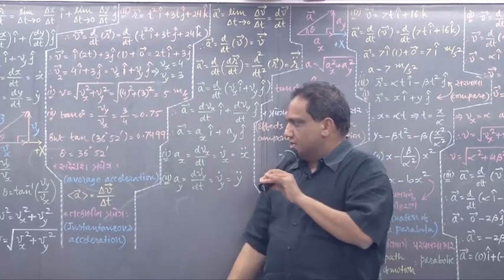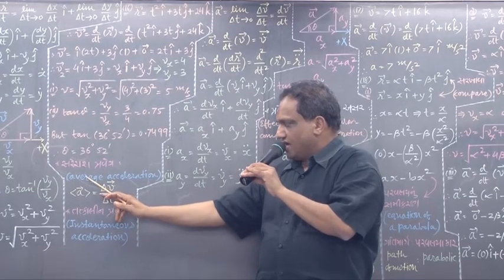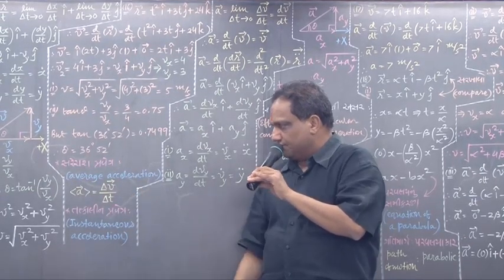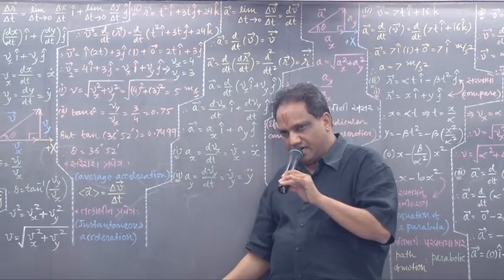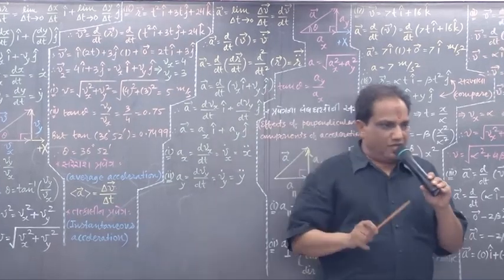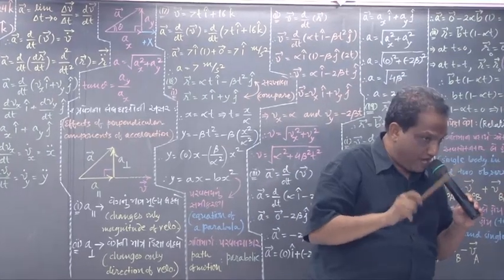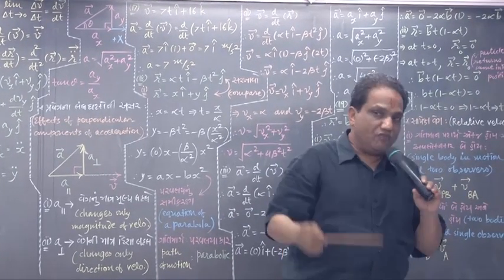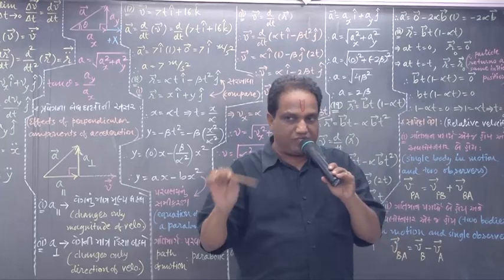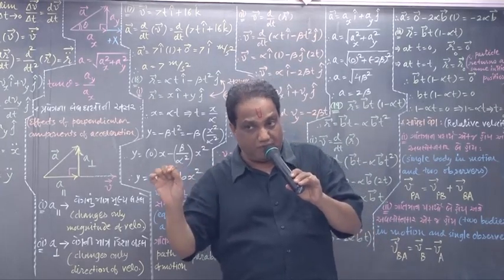Okay. Now let us go for average acceleration. During the motion of a body, if its velocity happens to change, we say there is some acceleration produced in the motion of that body.